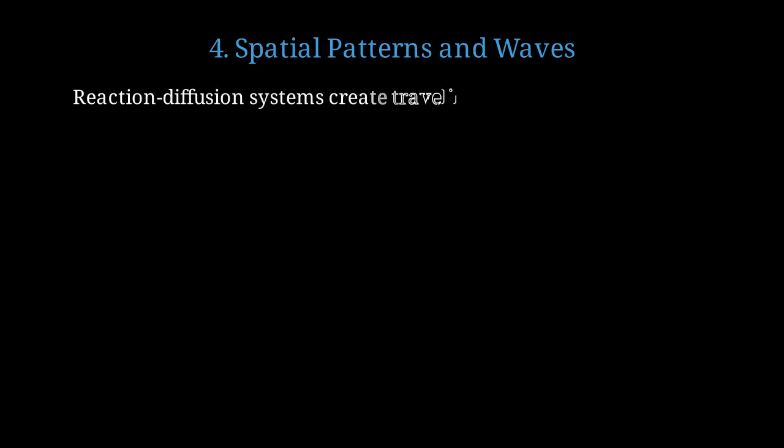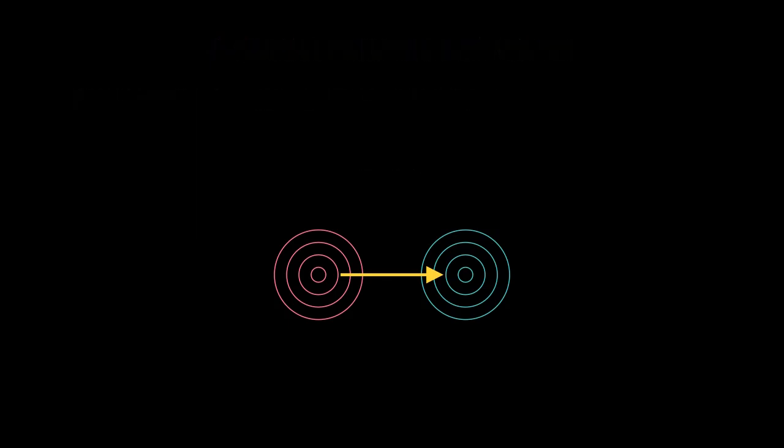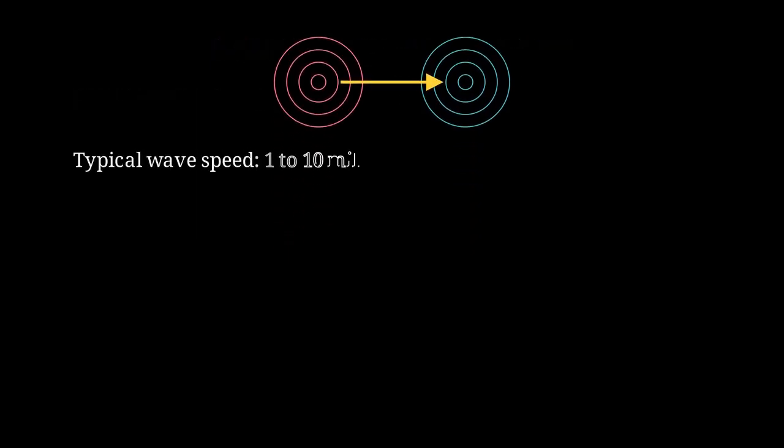In a petri dish, the BZ reaction creates traveling waves that propagate across the medium like ripples on a pond. The reaction-diffusion equation combines diffusion, represented by the Laplacian operator, with the reaction kinetics function F. Chemical waves emanate from oscillating centers, spreading outward in concentric rings that can travel several centimeters across a dish. These waves travel at typical speeds of 1 to 10 millimeters per minute, slow enough to watch with the naked eye.